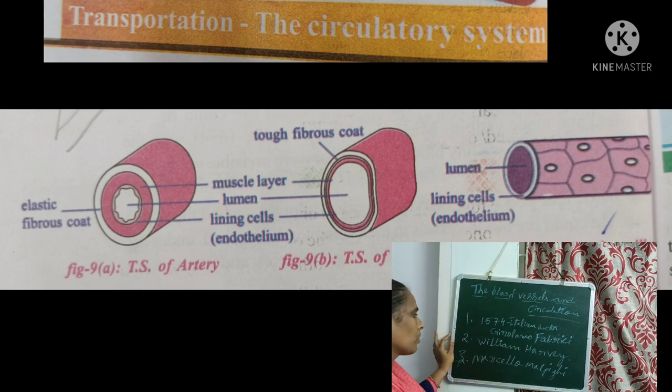After this, the scientist William Harvey came to Italy for further studies, and he studied under Fabrici. William Harvey wanted to know how blood is flowing in the body, not only in the veins, some other parts are there. He had so many doubts. That's why he tied the legs of animals and observed them.